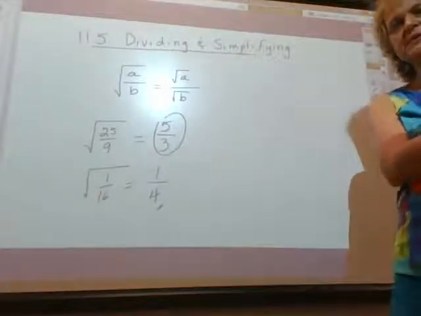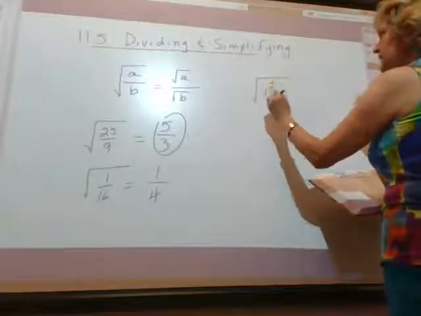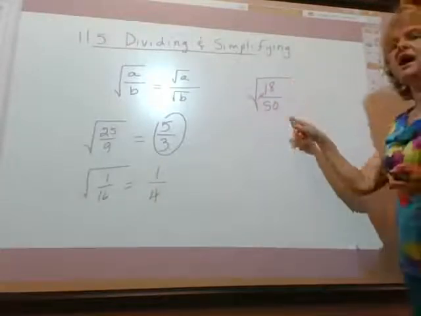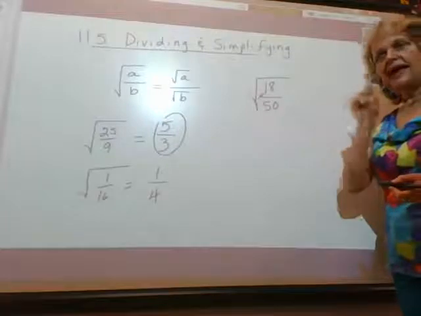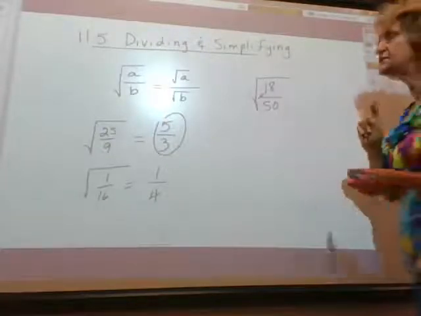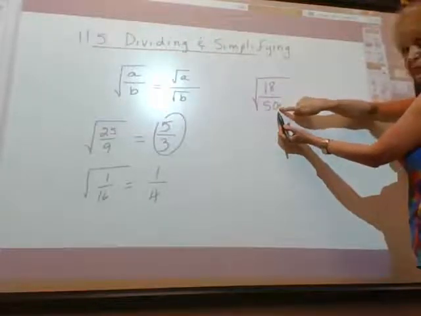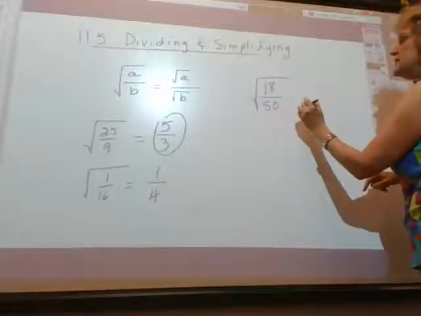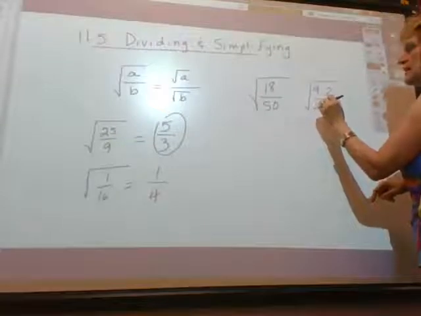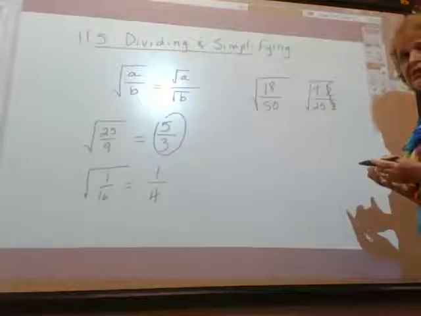Example 3, we have 18 over 50. Now this is still under the radical, and these are not perfect squares. However, I could reduce this fraction, and you should try to do that. Does everybody see that 18 could be divided by 2, and so could 50? So if I wrote this as 9 times 2 over 25 times 2, doesn't 2 over 2 cancel? It's like reducing the fraction.